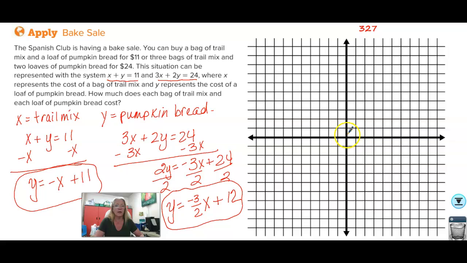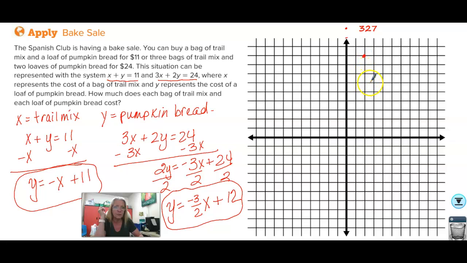All right, so the y-intercept is positive 12. 1, 2, 3, 4, 5, 6, 7, 8, 9, 10, 11, 12. Okay, so we're going to say 11's here, and we're going to put 12 here. All right. Now the slope is down 3, right 2. So we're going to go down 1, 2, 3, right 2.